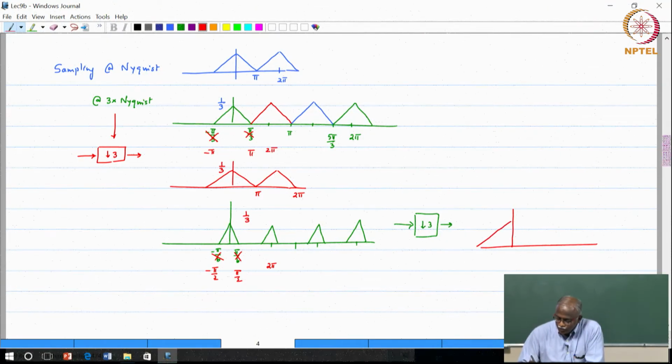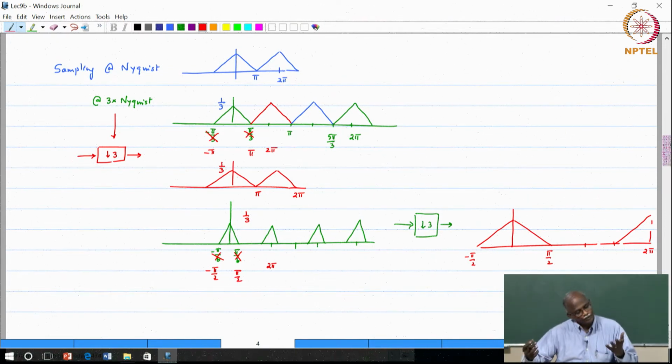It goes from minus pi by 2 to pi by 2, and there is pi, 3 pi by 2 and 2 pi. Of course, the downsampling has brought the images closer to each other, because previously they were further apart. It looks like there is a stretching in frequency, and we know exactly where the stretching comes from.